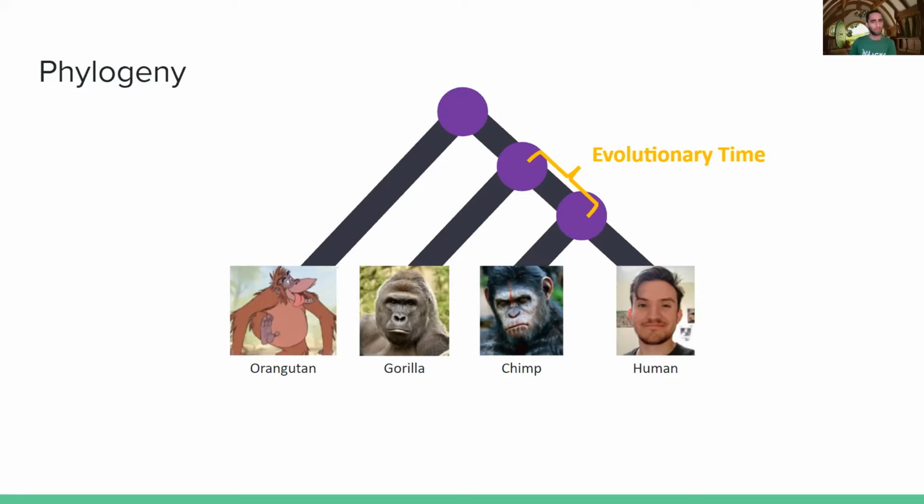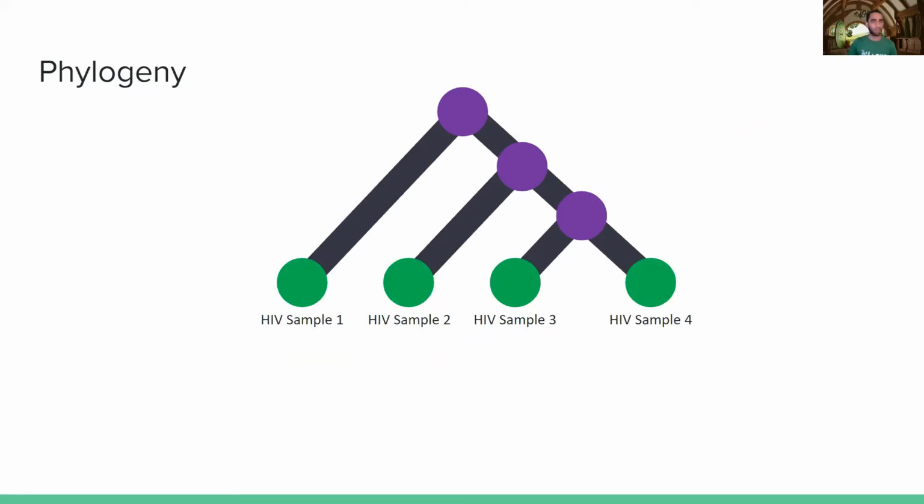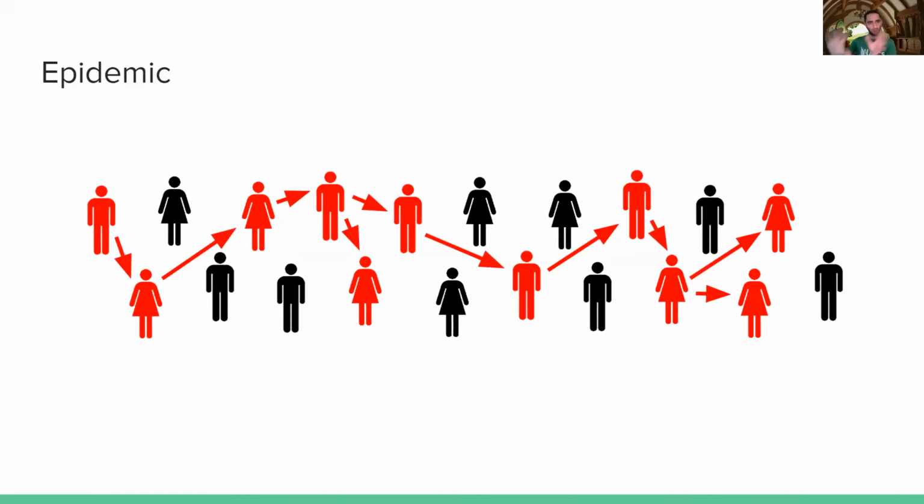You've probably been comfortable seeing these in the context of species, but it turns out that we can also think of phylogenies in the context of viruses. So each of the leaves, instead of being different species, could be different samples of HIV or SARS-CoV-2, whatever virus you're looking at. Each leaf could be one sample of that virus. Okay, so that's some basic background on phylogenetics.